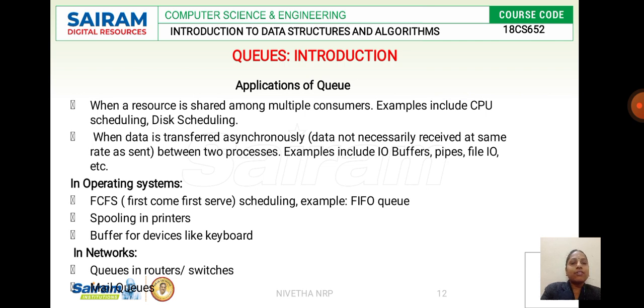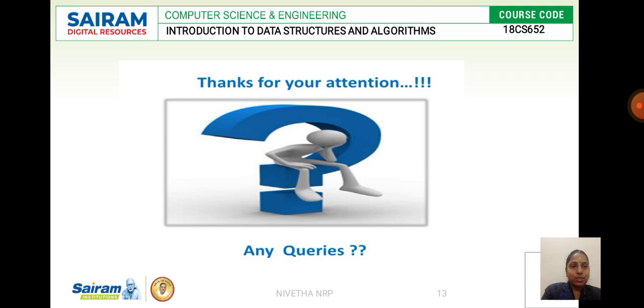Then buffers for devices like the keyboard. When you give a buffering service, the service which has been requested first will be serviced first, which is following the principle of queue. Take a network. When you transfer data, your routers or switches will be considering the first data which has been sent, and the service will be provided accordingly. This is all about the introduction of queue data structure. Thank you all.